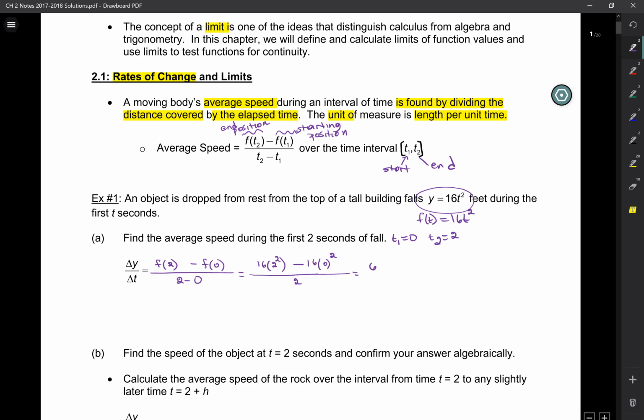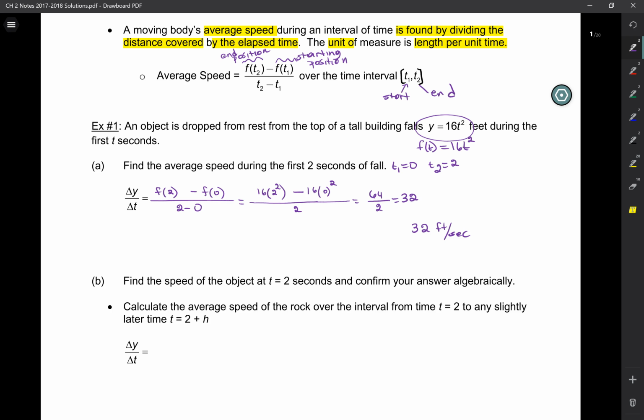So that's going to be 64 over 2, which is 32. Okay? So in all, I have an average speed of 32 feet per second. Find the speed of the object at t equals 2 seconds and confirm algebraically.